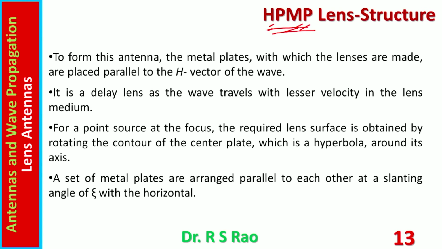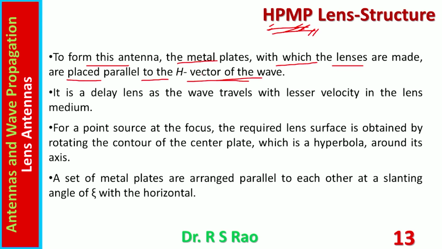A few points regarding the HPMP lens. Before going to those points, it requires to be mentioned that the HPMP lens is a delay lens. EPMP is fast, but HPMP is a delay lens, like the dielectric lens. To form this antenna, metal plates with which the lenses are made are placed parallel to the H vector.